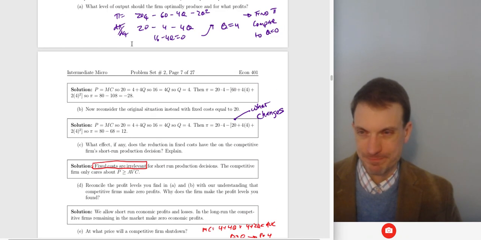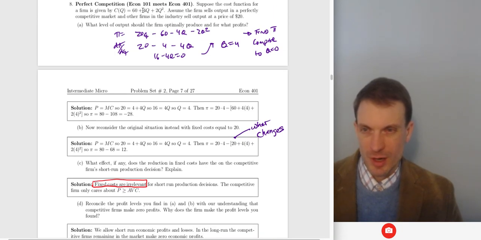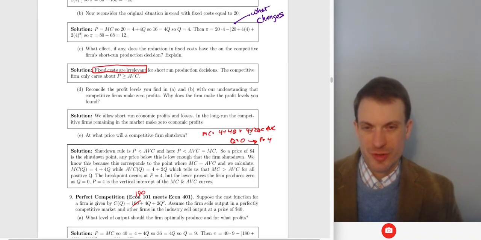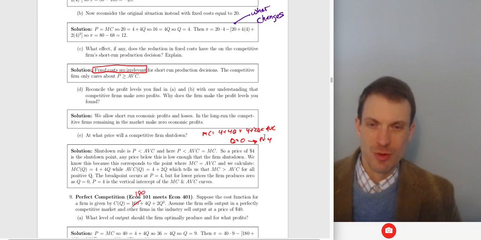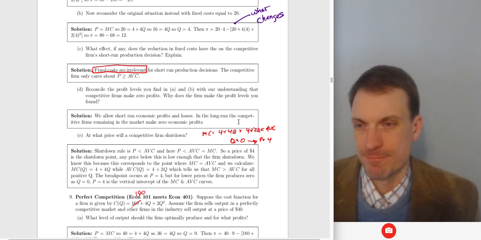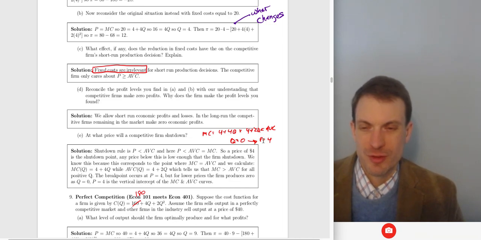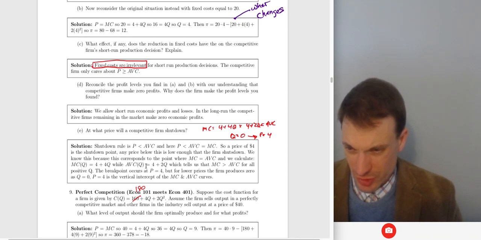So our variable costs were 4Q plus 2Q squared. So our average variable cost is 4 plus 2Q. And we're interested in 4 plus 2Q as average variable cost, and we're going to evaluate at the quantity of 4 that we found. So it'll be 4 plus 8, it'll be 12. So the firm wants to shut down.